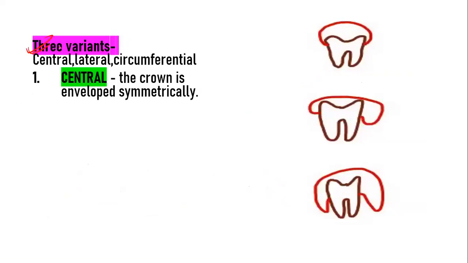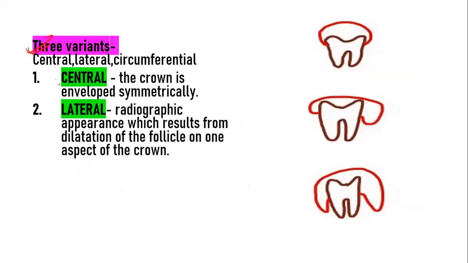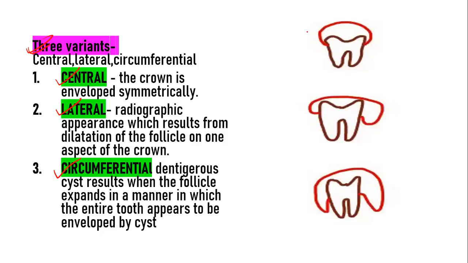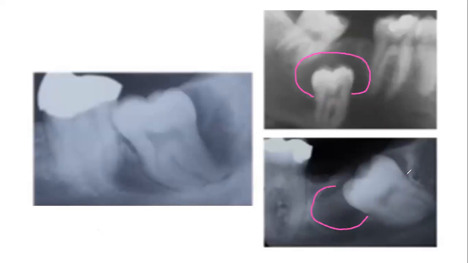There are 3 radiological variants which you are expected to know, which are the central, lateral, and circumferential. So central, as the name suggests, surrounds the crown symmetrically, right? Lateral is dilated on one aspect, and the circumferential surrounds the entire tooth, including the root. Let's try to identify it in these images. This is your central variant, surrounds the crown. You have the lateral variant, which is dilated on one end, and you have the circumferential, where you see a radiolucency around the entire tooth.